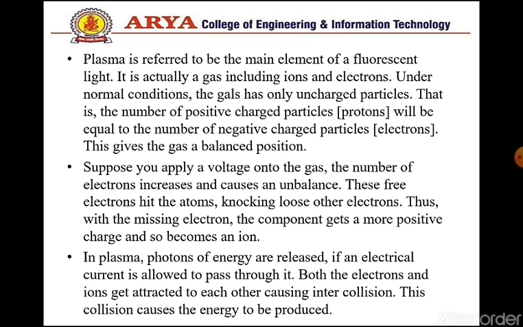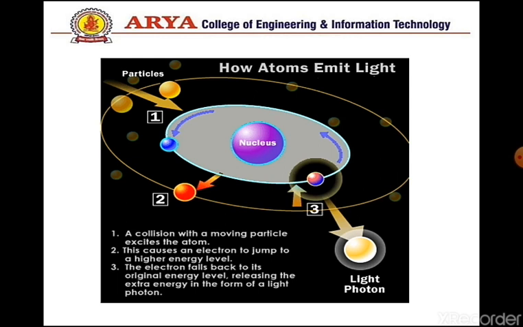If an electrical current is allowed to pass through it, both the electrons and ions get attracted to each other, causing intercollision. This collision causes energy to be produced. This is how light is emitted. There is a nucleus, with electrons revolving around it. A collision with a moving particle excites the atom. This causes an electron to jump to a higher energy level. The electron falls back to its original energy level, releasing the extra energy in the form of a light photon.